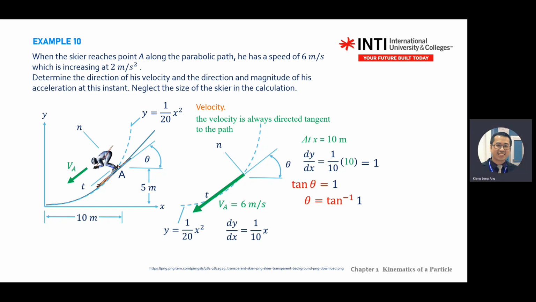Go and learn how to press your calculator, because there are some students, when they come here, they get stuck. They don't know how to press the calculator. So tangent inverse of 1 is a known value, is 45.